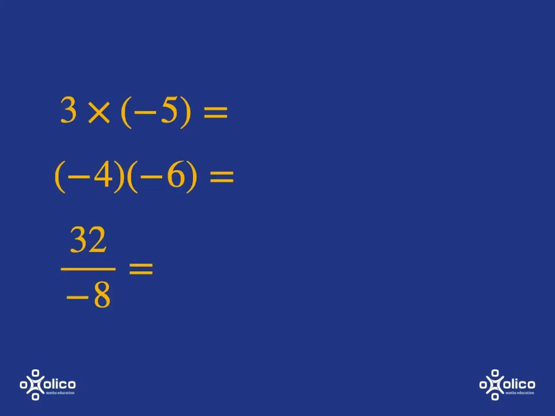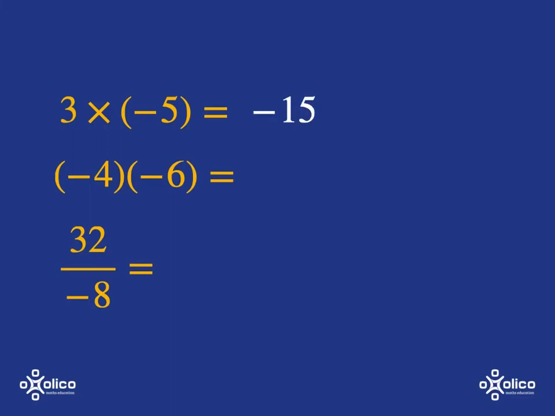So let's look at some examples. Why don't you pause the video and see if you can try these? Okay, so 3 multiplied by -5. That's going to be a positive multiplied by a negative. That answer has to be negative.